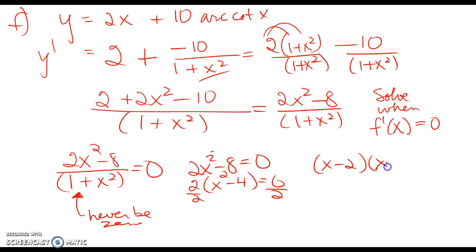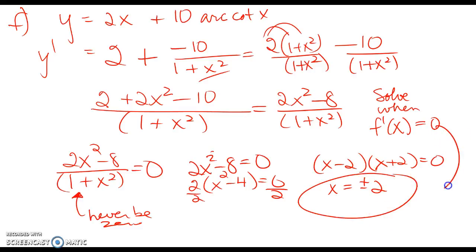X minus 2. Alright, sorry about that. I don't know what in the world happened. So x minus 2, x plus 2 is the factoring of that. So x will equal plus or minus 2 when the derivative is 0. They want to know, solve it when the derivative is 0. So we set that derivative equal to 0 and solved for x. All right, that was kind of a crazy one, but let me give you one more example.